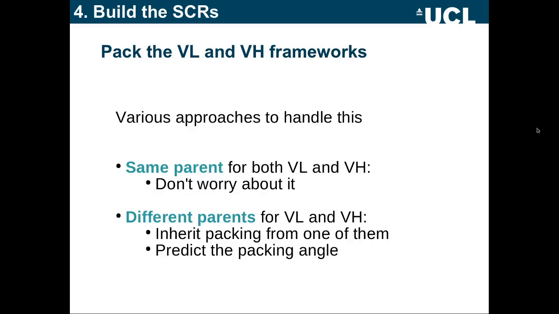And of course, this implies that given that we have this amount of variation, we need to choose the correct orientation between the two domains. There are various approaches to handle this. If we're using the same parent for both VL and VH, then basically we don't worry about it. We just use the packing angle, as we call it, from that parent. If we're using different parents, then we can inherit the packing angle from one of them, or we can try to predict the packing angle directly.